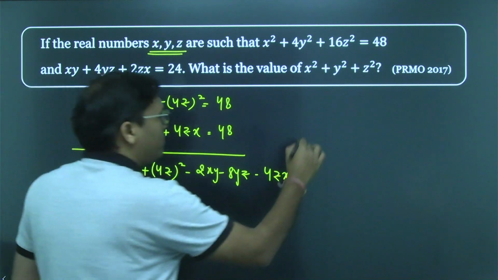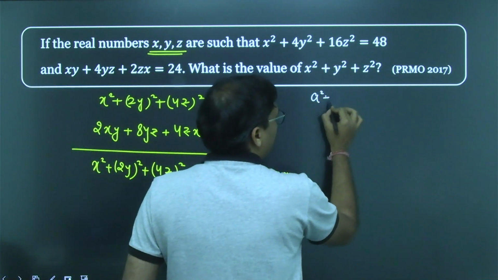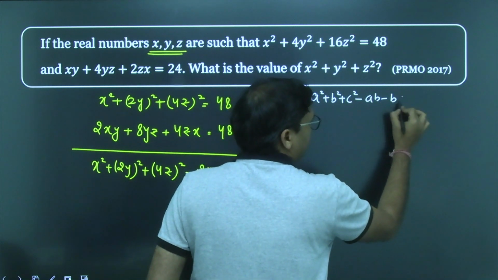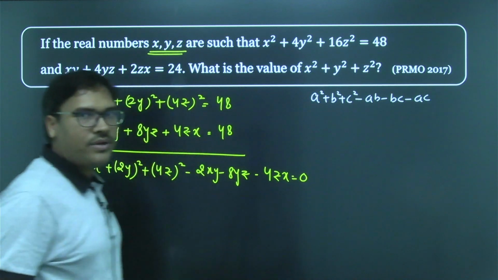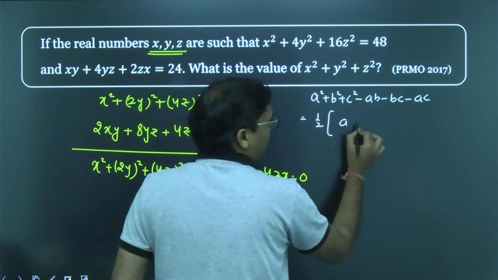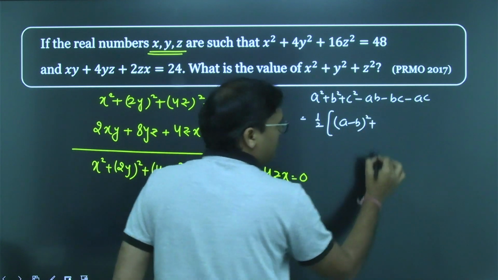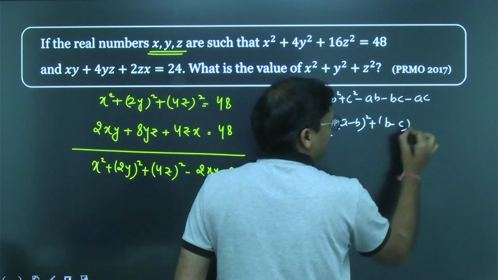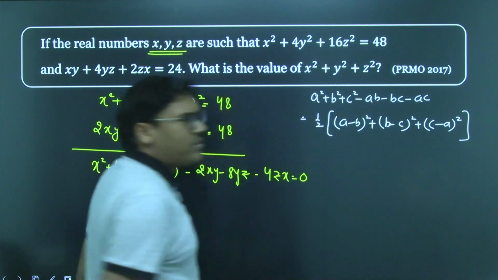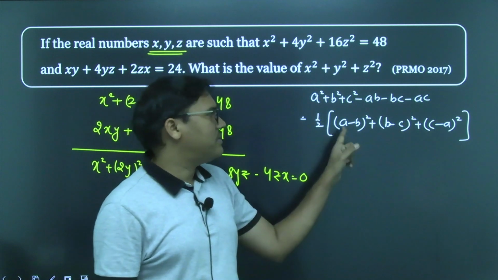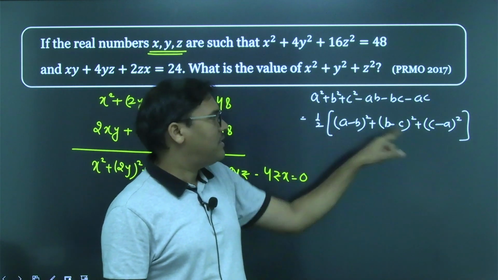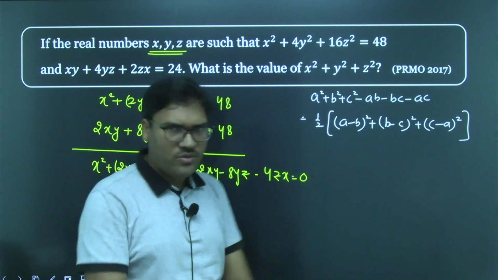And now I'll introduce this concept here. We know that a square plus b square plus c square minus ab minus bc minus ca can be written as half of a minus b whole square plus b minus c whole square plus c minus a whole square. We can clearly see, if I open this, a square plus a square is 2a square, so with the half, this will become a square. Similarly b square, similarly c square. This is what we can write, right?